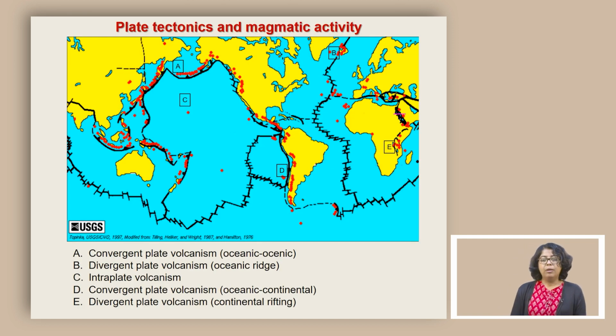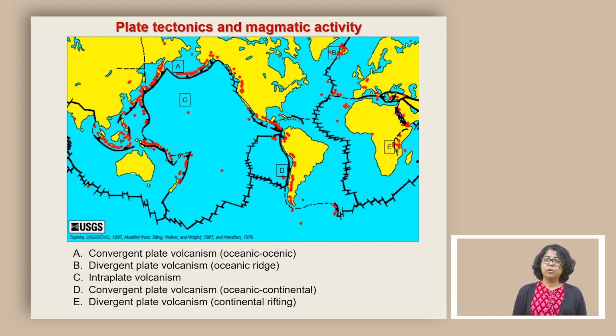This is a map which shows the plate tectonic margin and magmatic activities. So, there are different lines. The black line shows the plate boundaries and the red dots show volcanic activities or magmatic activities. Now, there are a few symbols and few letters, and these letters tell you about what kind of plate boundary we are looking at.